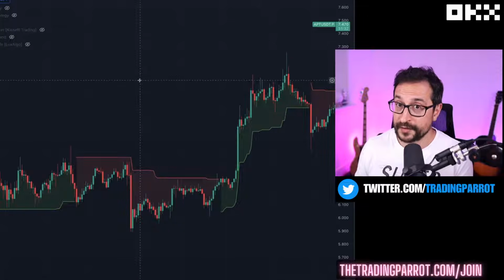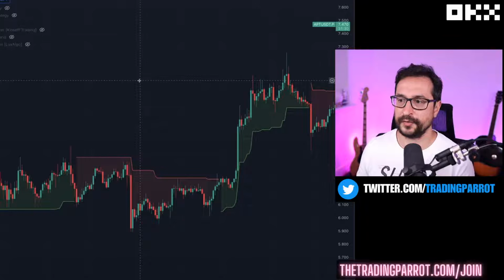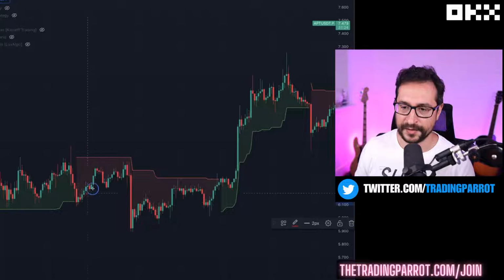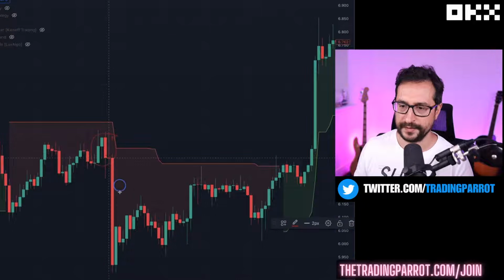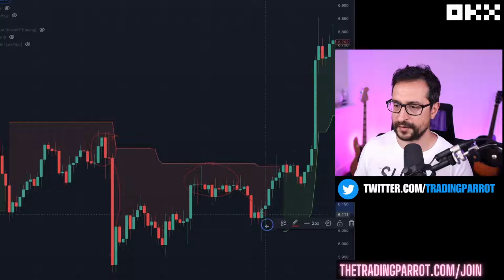So what professional traders do when they're using Supertrend is they acknowledge that the trend has changed and look for entries at areas of resistance. Like for example, they take this short or maybe this short around here.